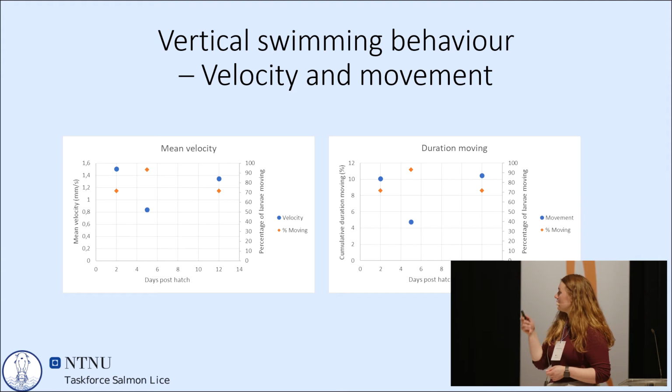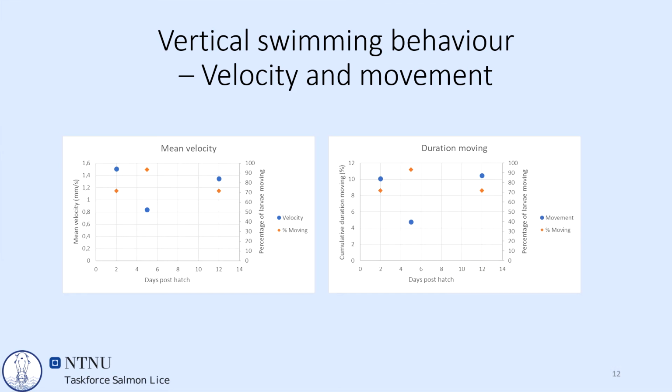And on the right, you have the percentage of time that they were actively moving. To make sure that only their active movements were detected, we put a lower threshold of movement at 1.5 millimeters per second, because their sinking velocity is around 1 millimeter per second. So we put a lower threshold for it to be detected as movement.